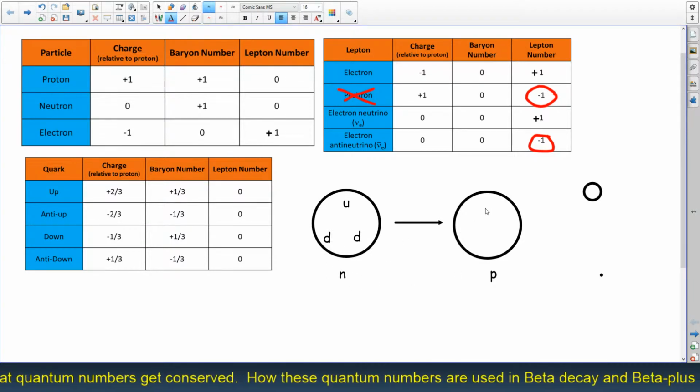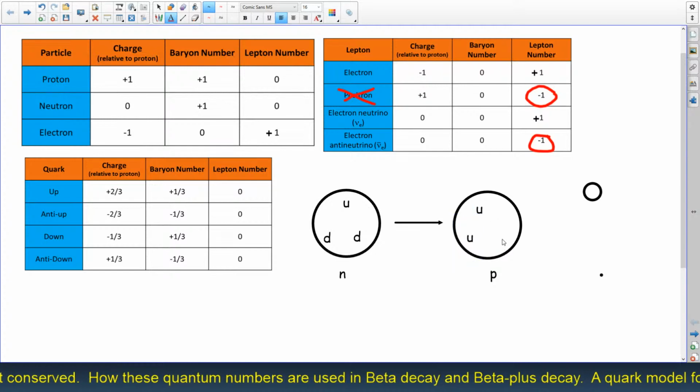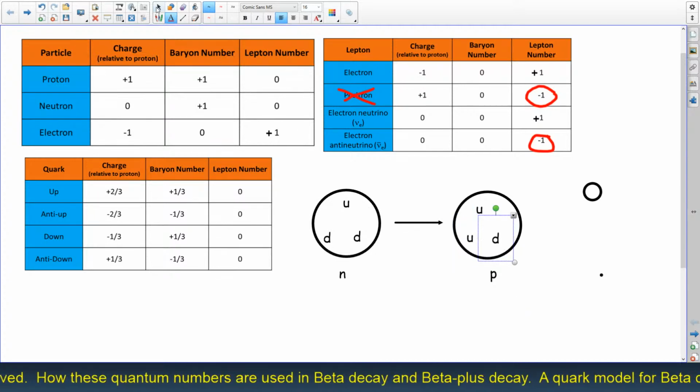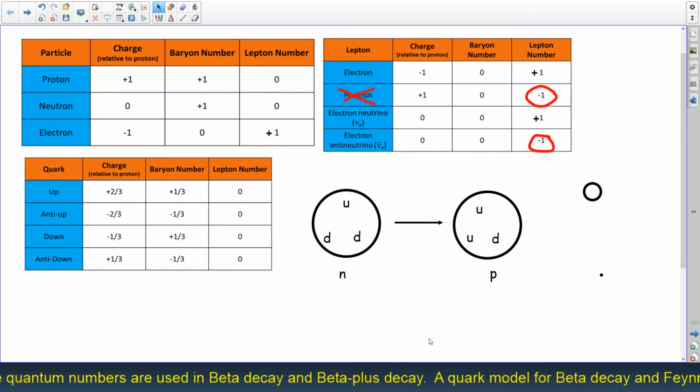That's going to turn into a proton. Now, a proton is a little bit different. It is an up quark, an up quark, and a down quark. Just satisfy yourself that that's correct. That up, up, down is a proton. 2/3 plus 2/3 minus 1/3 gives 1.